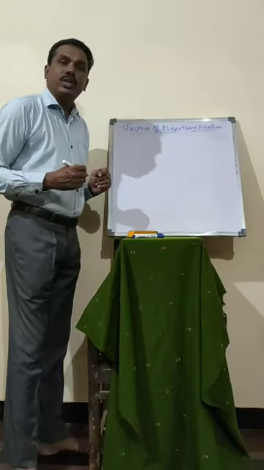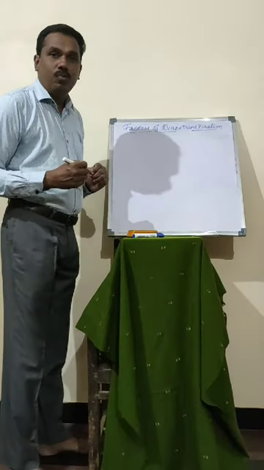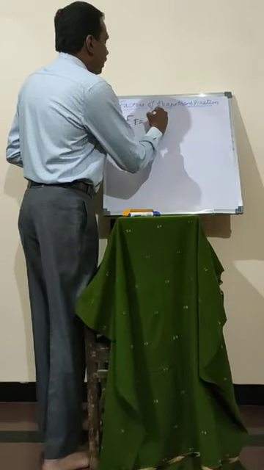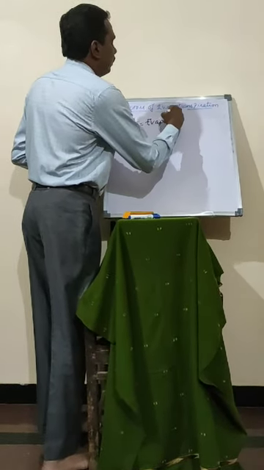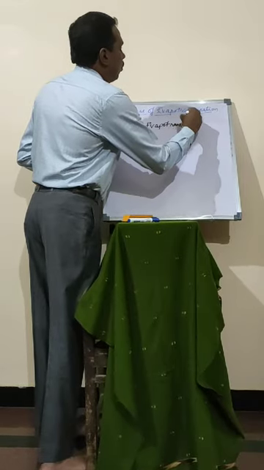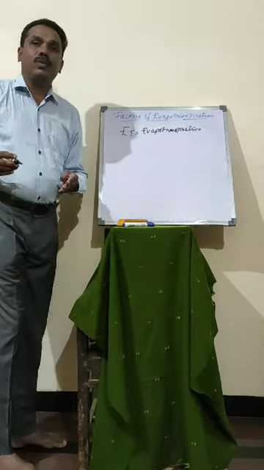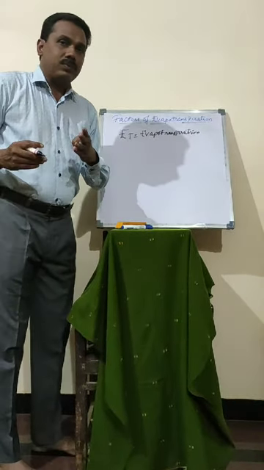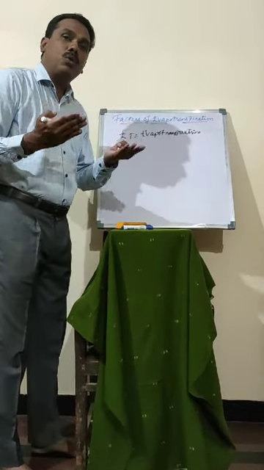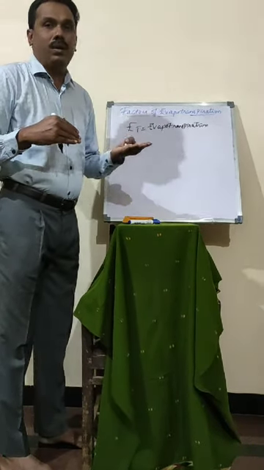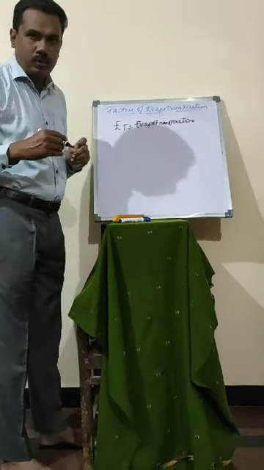In this class, I am going to explain the factors of evapotranspiration. What do you mean by evapotranspiration? It is denoted as ET. We all know the concept. Whichever water is present in the vegetative cover and is evaporated through the surface is called evapotranspiration.